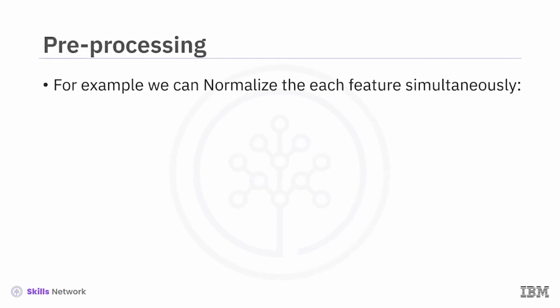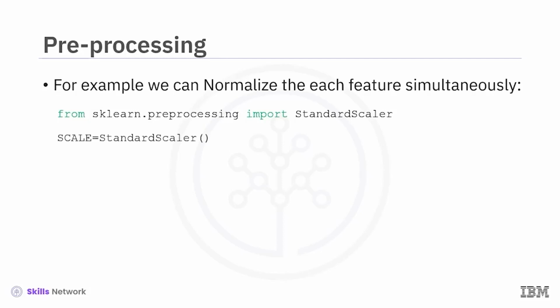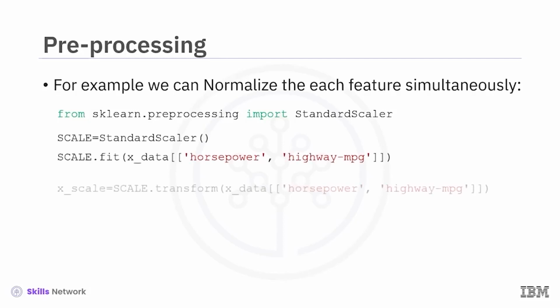As the dimension of the data gets larger, we may want to normalize multiple features in Scikit-learn. Instead, we can use the preprocessing module to simplify many tasks. For example, we can standardize each feature simultaneously. We import StandardScaler. We train the object, fit the scale object, then transform the data into a new data frame or array x_scale. There are more normalization methods available in the preprocessing library as well as other transformations.